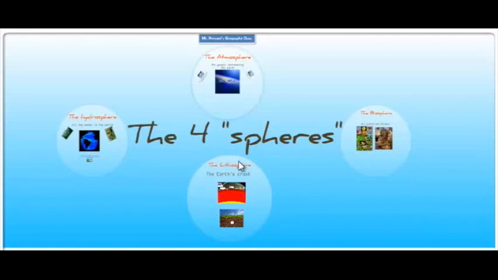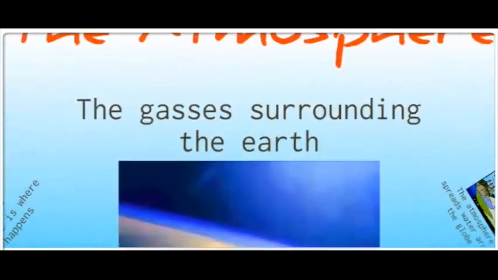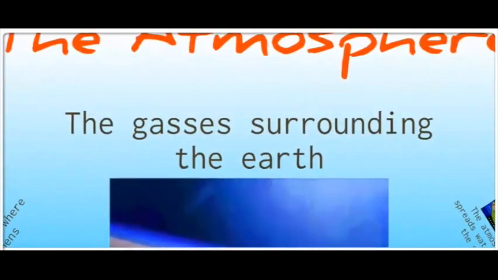Alright, we're talking about the four spheres of the Earth today. In this tutorial, we're going to talk about the atmosphere, hydrosphere, lithosphere, and biosphere. Let's talk about the atmosphere first. The atmosphere is basically all the gases surrounding the Earth. So when I talk about that, here's a nice picture of the Earth from space. There's the surface of the Earth all the way up to this point where you can't really see anything anymore. And that's the atmosphere.